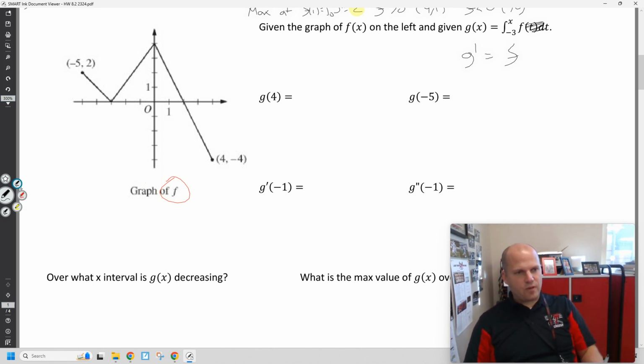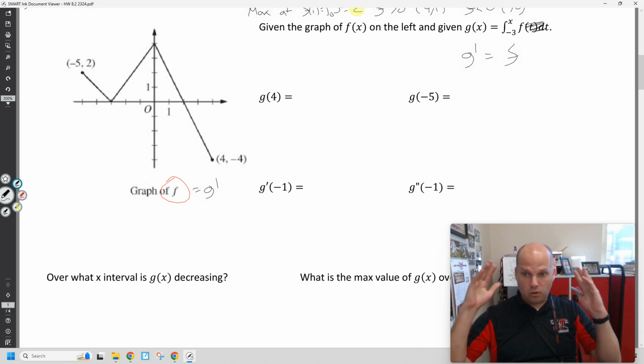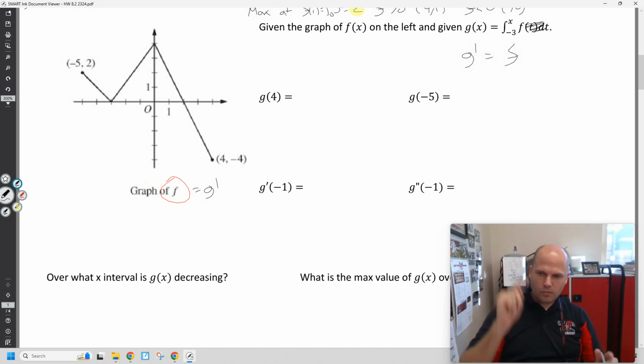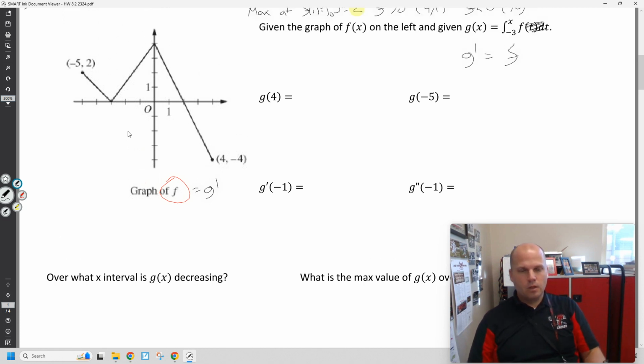Okay, this graph of F is the graph of G prime. I'm purposely flipping up variables for you so you don't get stuck with do this, do this, do this, okay? This is the graph of G prime. We can find some endpoints, which will help us later potentially. -3 to 4 of F. Let's go ahead and find some areas.